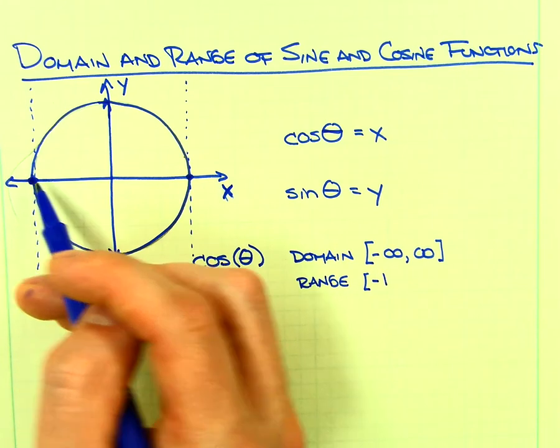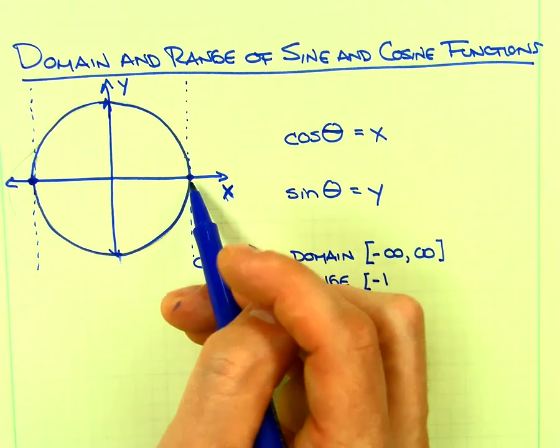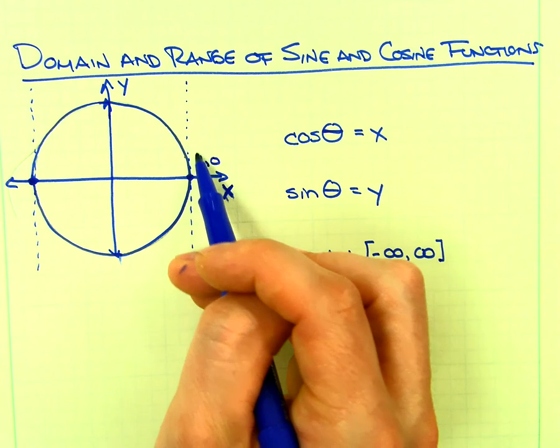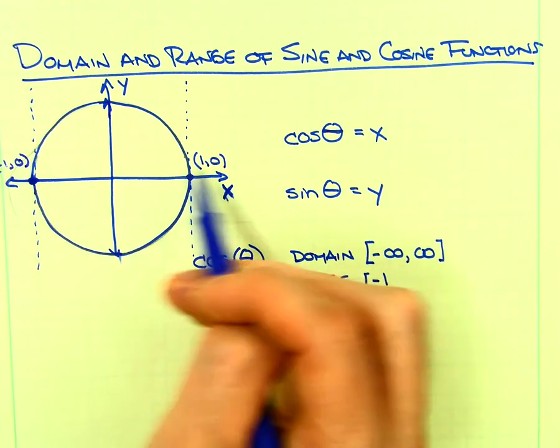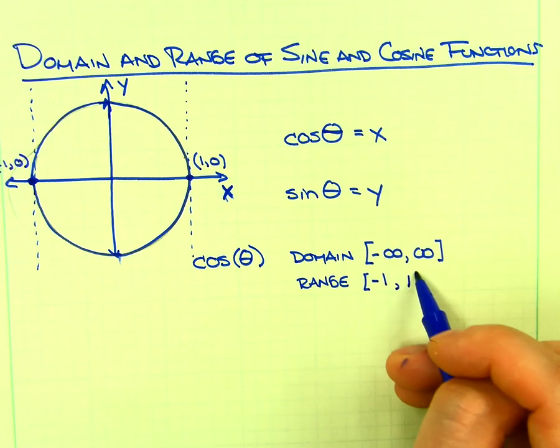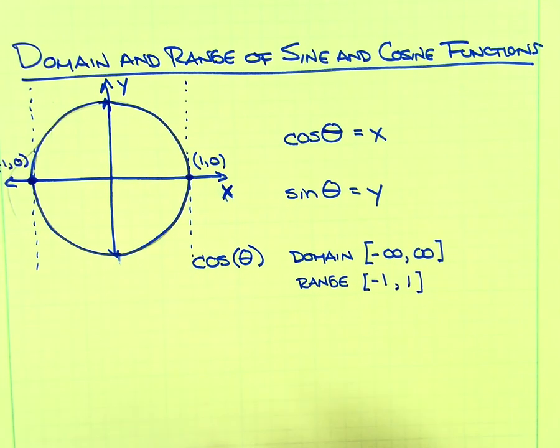That's going to be over here because I'm talking my unit circle, right? It's got radius 1. So this is 1, 0. This is negative 1, 0. So it's stuck between negative 1 and 1. That's the range of my cosine function.